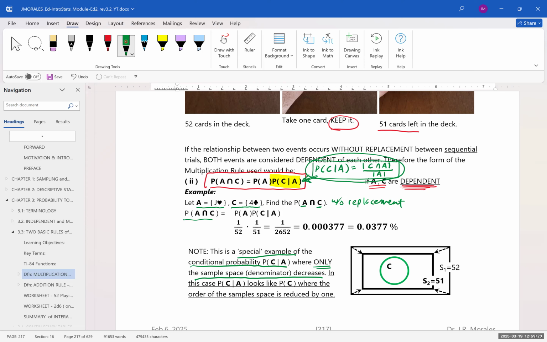So A is we're starting with a 52 card deck. So the sample space is going to be out of 52. Now, how many Jack of Hearts do we have? We've got exactly one. So the probability of getting a Jack of Hearts with our first draw is 1 out of 52.